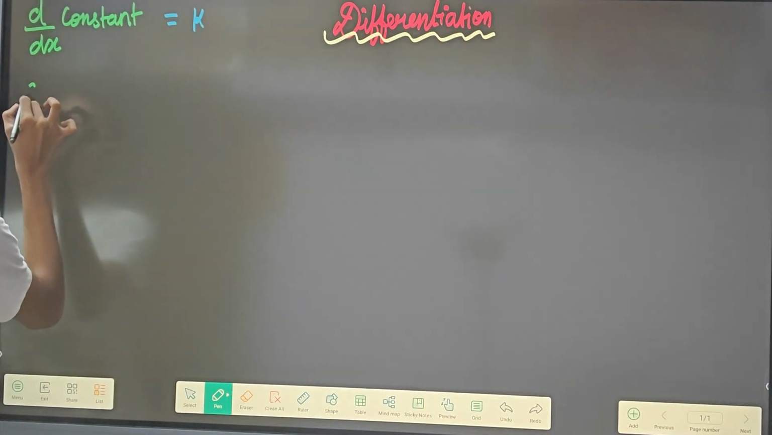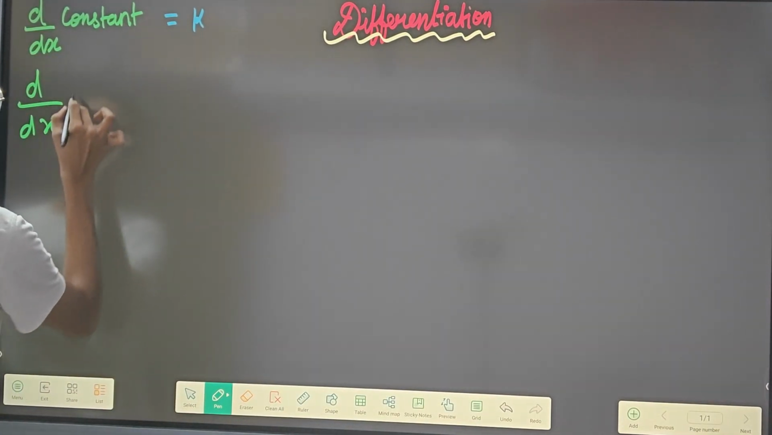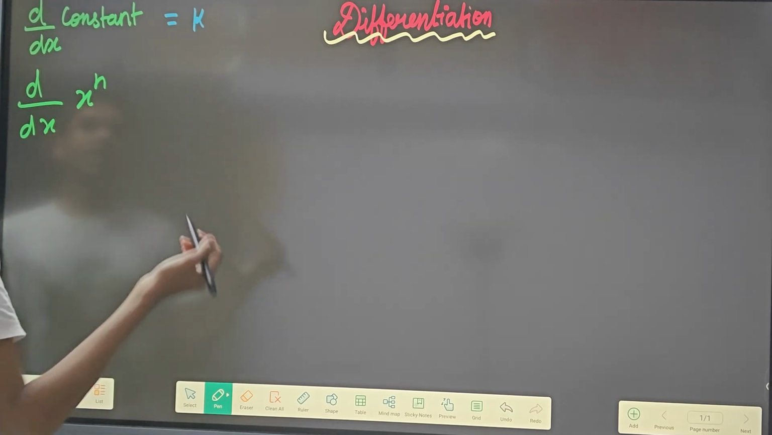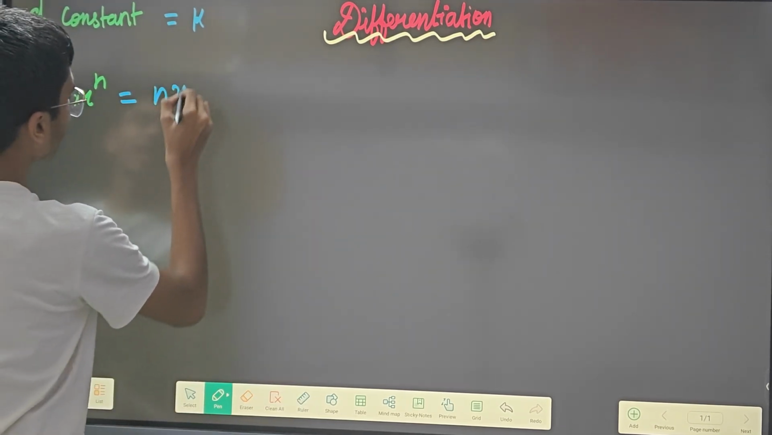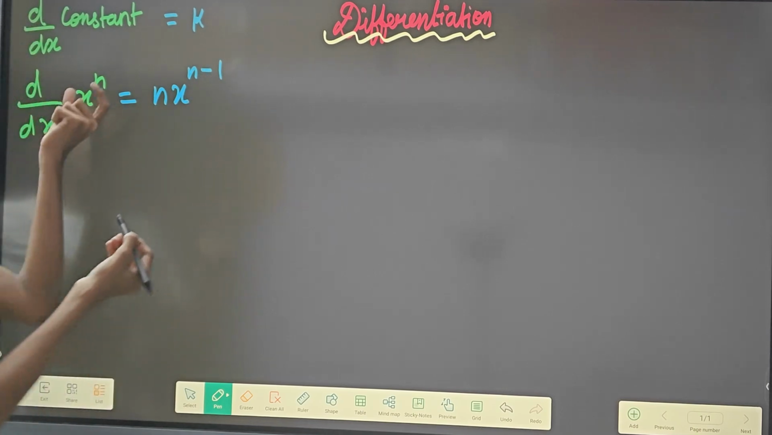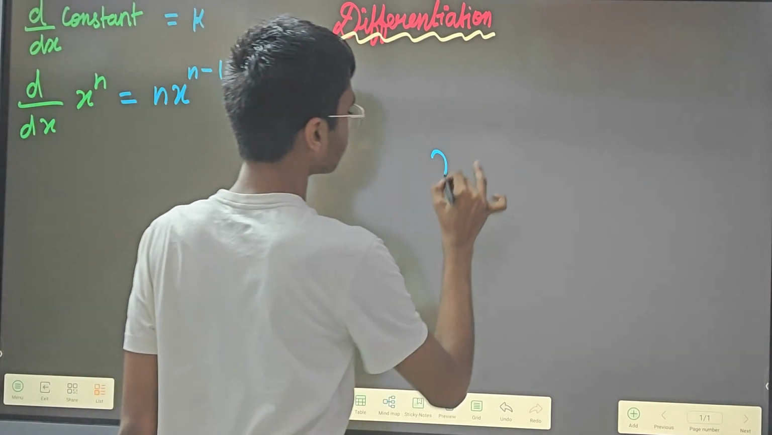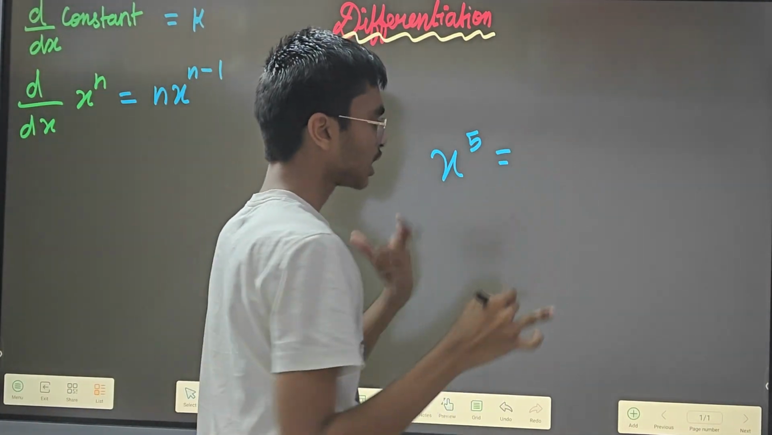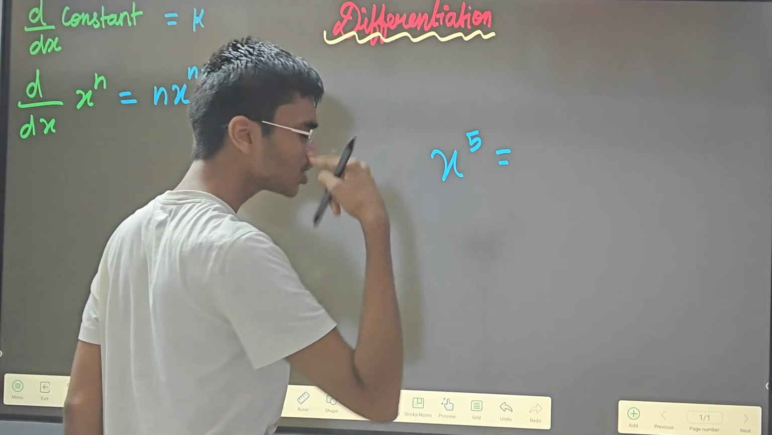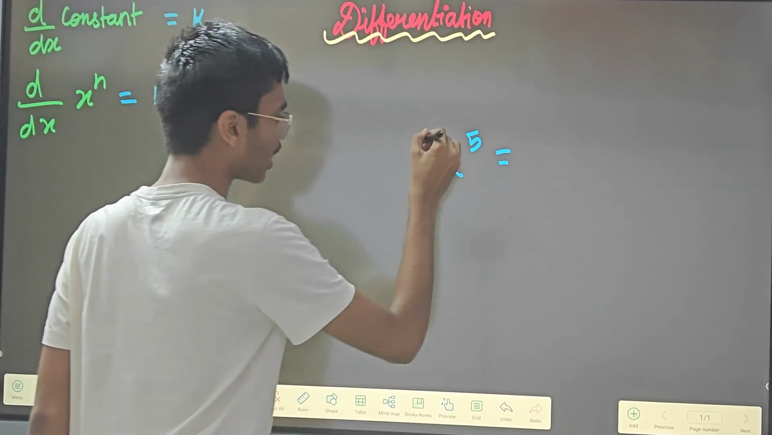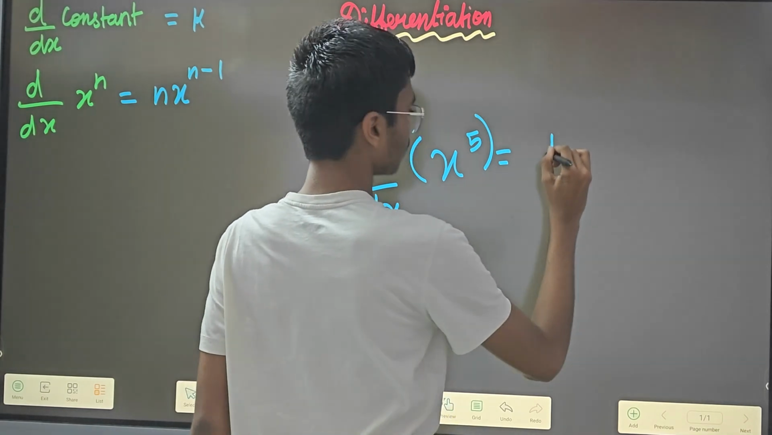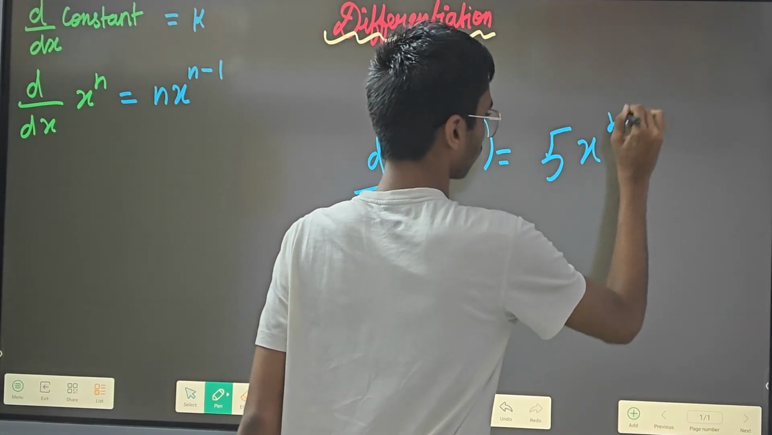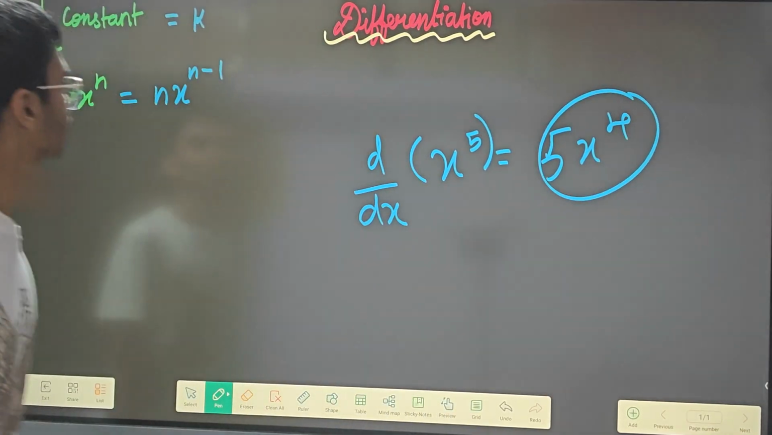d by dx of x to the power of n is equal to n into x to the power of n minus 1. So for example, there is x to the power of 5 and you have to differentiate it. The differentiated value of x to the power of 5 is 5x to the power of 4.